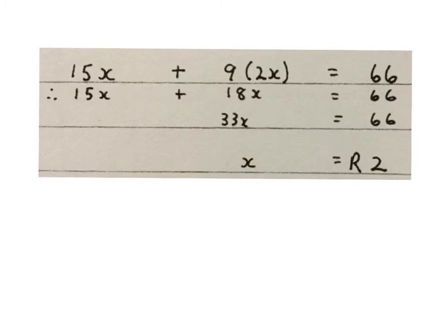The purpose of this video is not to do equations, but here I wrote down the equation, times out the 9 and the 2x, put the like terms together and solve for x. So x equals 2 Rand from our equation.